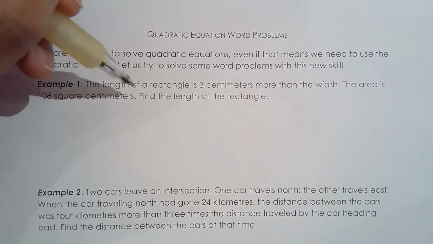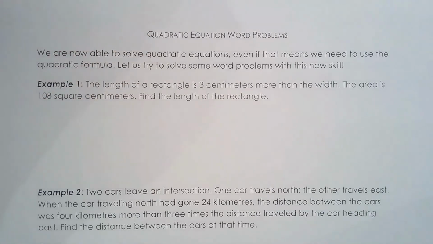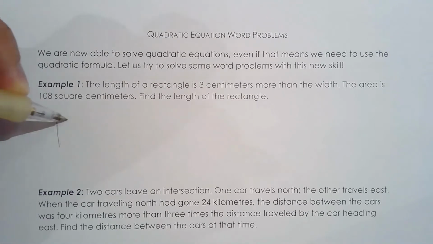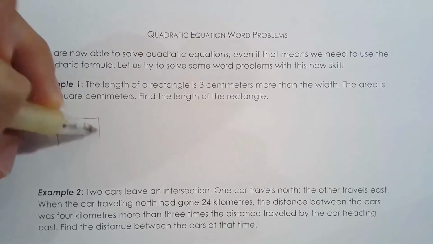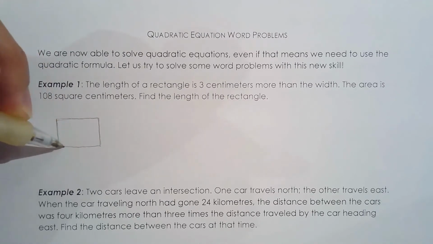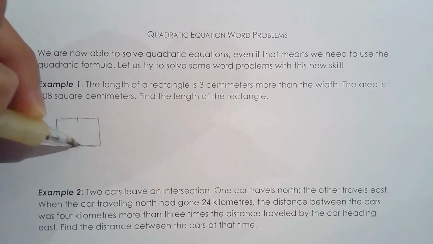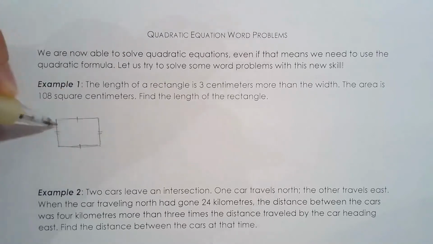The length of a rectangle is 3 centimeters more than the width. The area of this rectangle is 108 square centimeters. Find the length of the rectangle. Let's draw our rectangle here. The length of a rectangle is 3 centimeters more than the width.